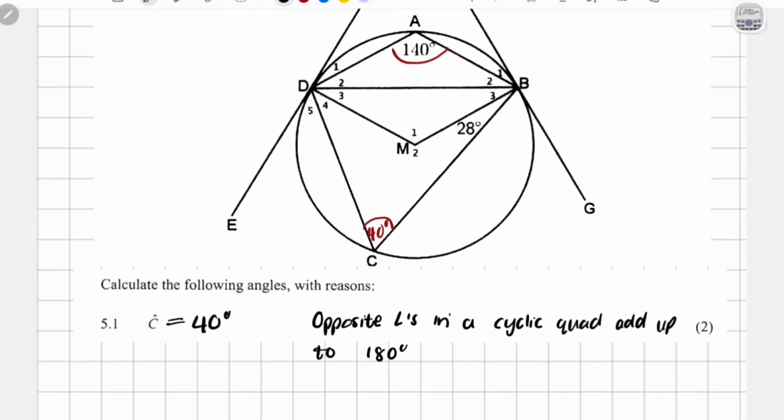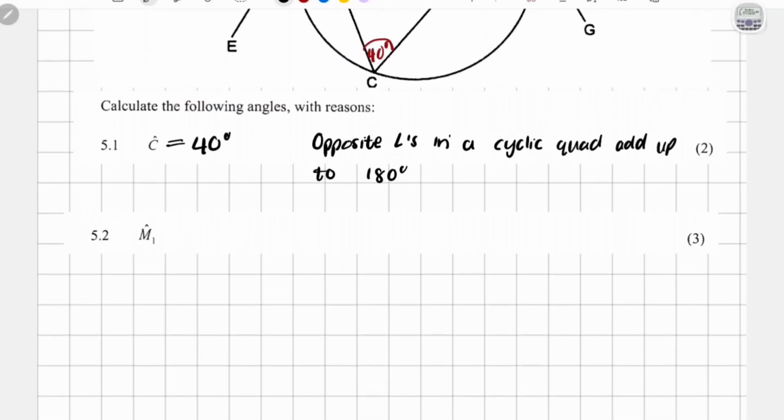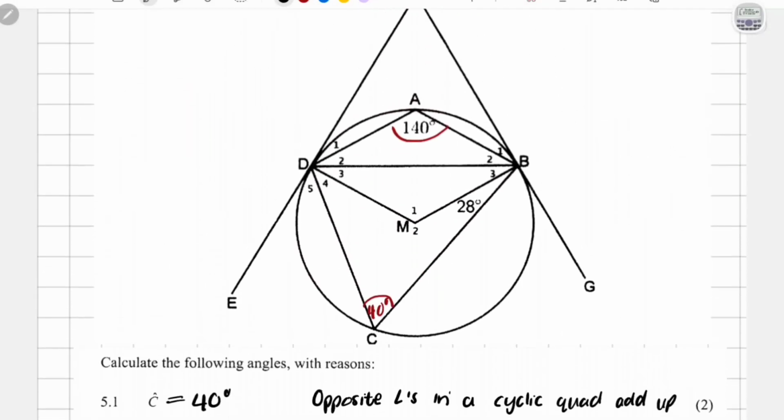Moving on to the next question. Make sure to be filling in the numbers. They will really help you a lot as you go along the questions. The next angle they want us to find is angle M1. Look where angle M1 is. It is at the center. What are the theorems that we know about angles at the center? The angle at the center is twice the size of the angle at the circumference as long as it's supported by the same chord or arc.